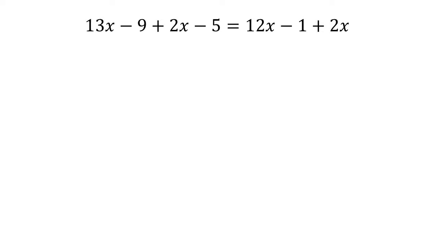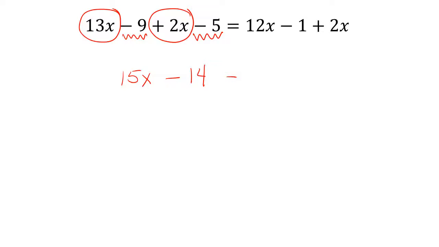Now here is an example of an equation that has neither fractions nor parentheses. So you do not have to use steps 1 and 2 in our strategy. But jumping to step 3, I do have like terms to combine. 13x plus 2x would give me 15x. Negative 9 plus negative 5 would give me negative 14. Equals. On the right-hand side of the equation, 12x plus 2x is 14x minus 1.